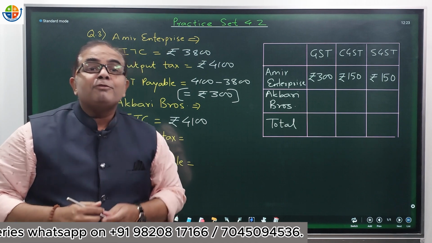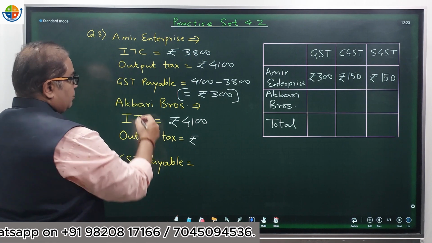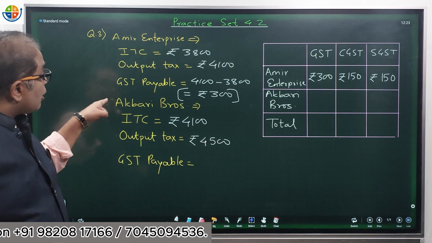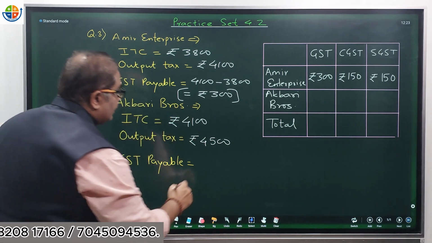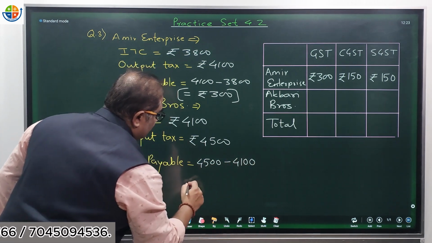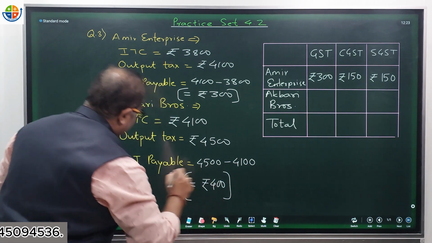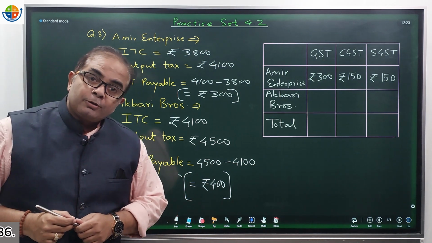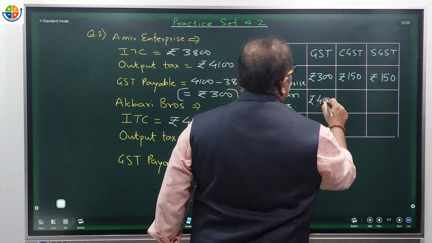यस, 4,500 रुपीज का. So that becomes output tax for Akbari Brothers, 4,500 rupees. So how much GST Akbari Brothers will pay to the government? That is output tax minus input tax credit. So 4,500 minus 4,100. That means he will pay rupees 400 as GST payable to the Indian government. Okay, so he will pay, Akbari Brothers will pay rupees 400 GST.